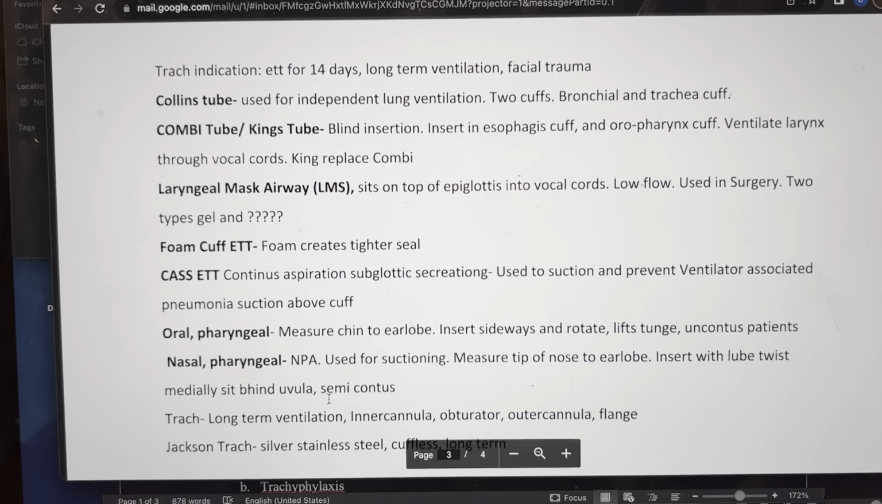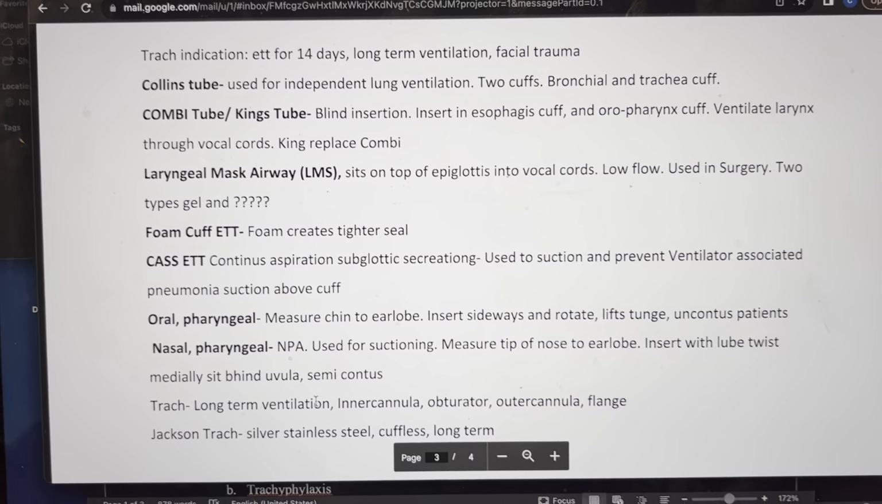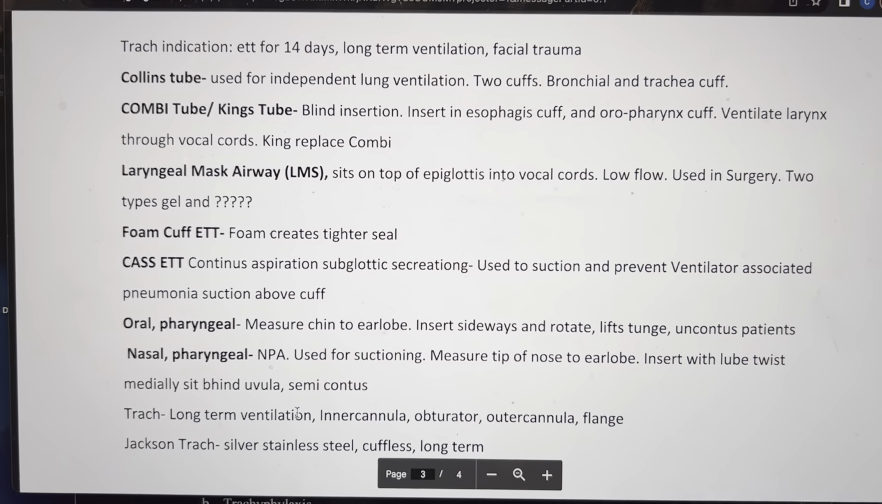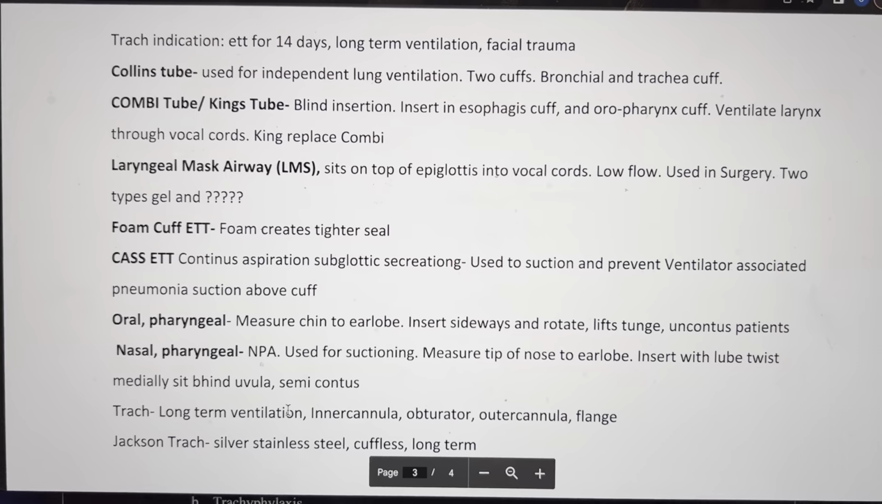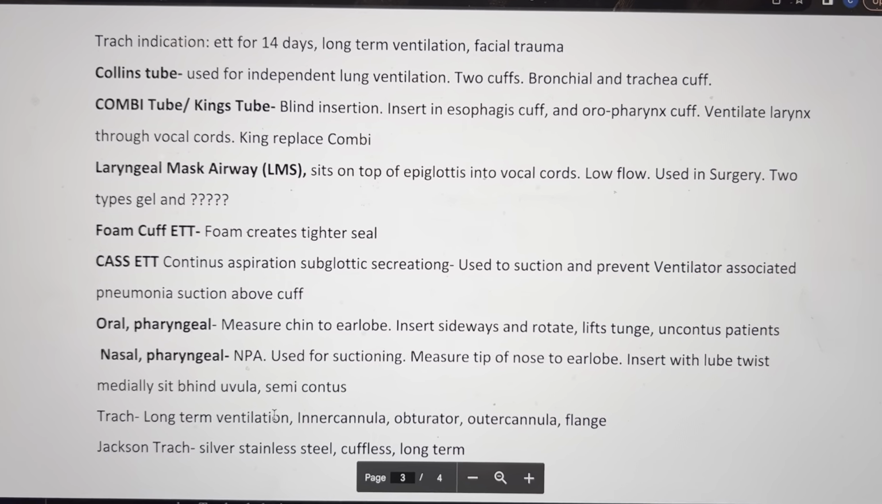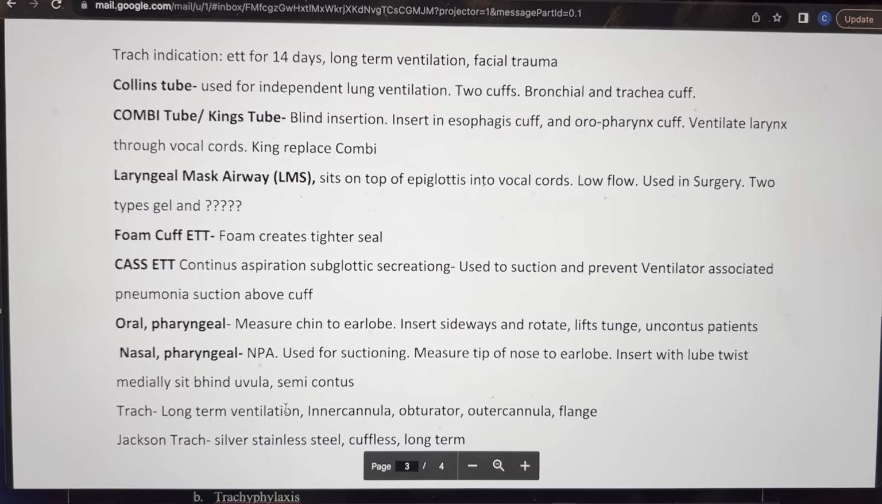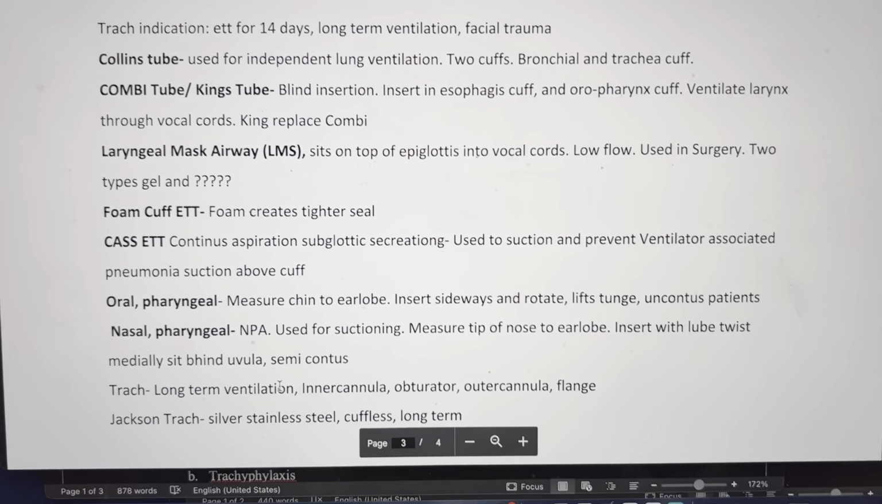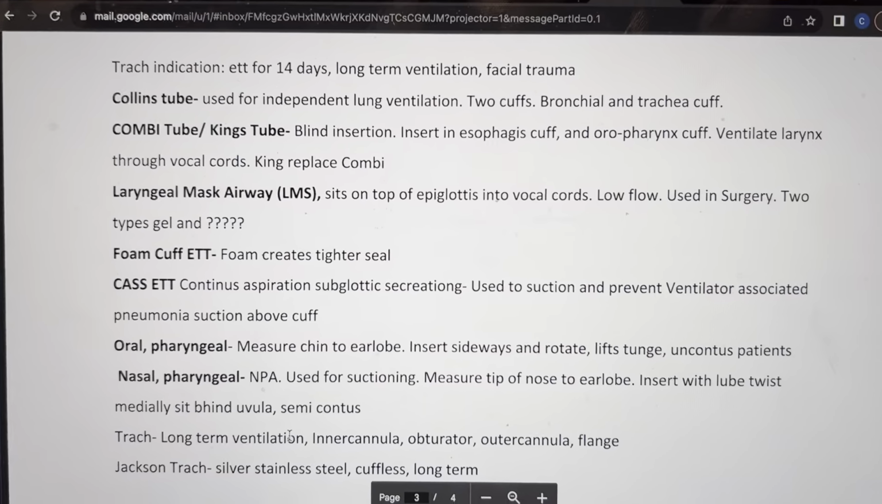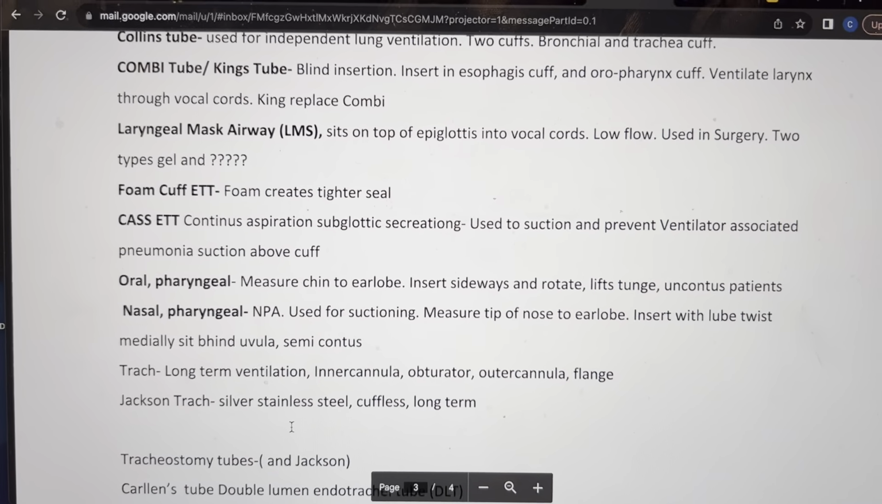Collins tube used for independent lung ventilation. Collins tubes have two cuffs. They have a bronchial and a tracheal cuff. So you can ventilate the trachea and the bronchial for independent lung ventilation.